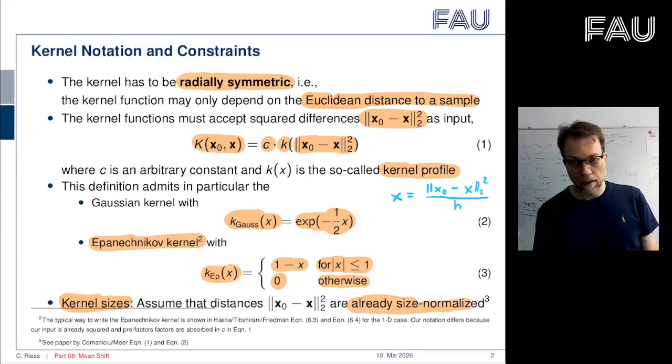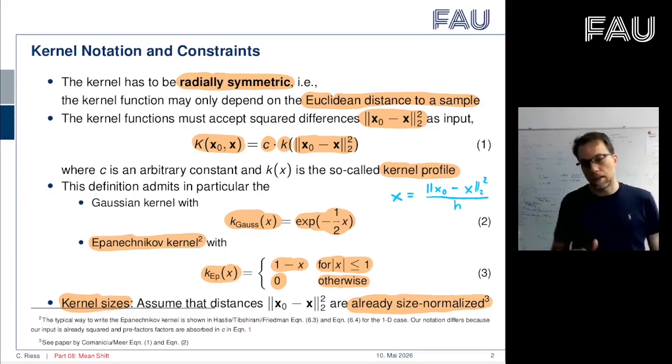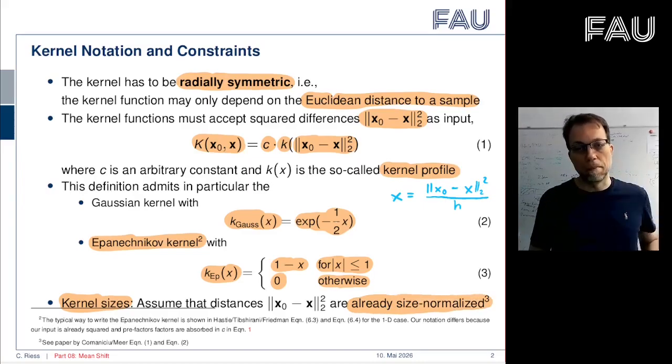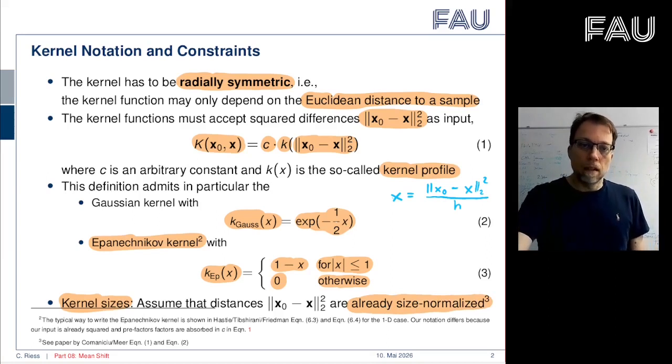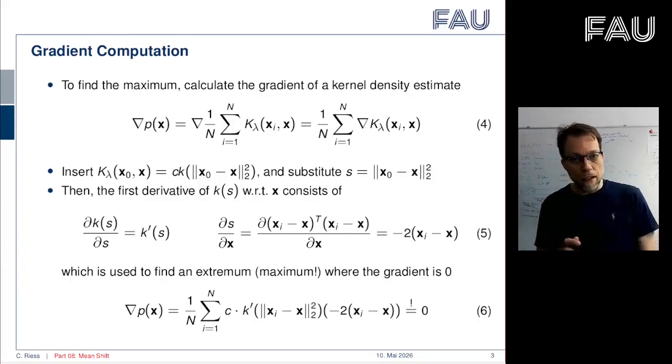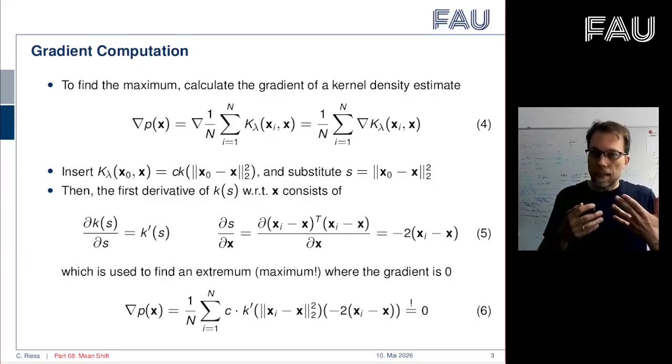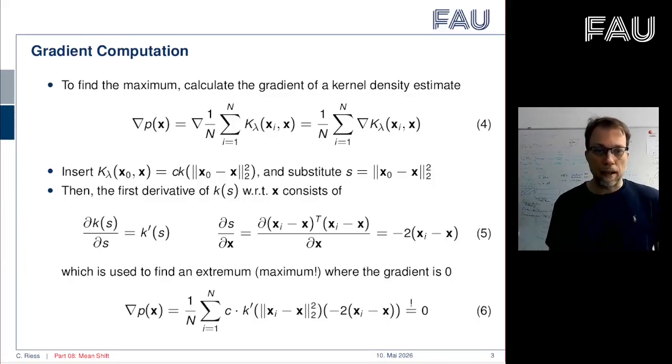Here, I think we just have to keep this in mind, no? That we can scale the input to such a kernel function. Okay, so with these definitions, let's have a look at the density estimate and let's calculate the gradient there. So we have a density estimate P of x, and we are interested in the gradient of that density at position x.